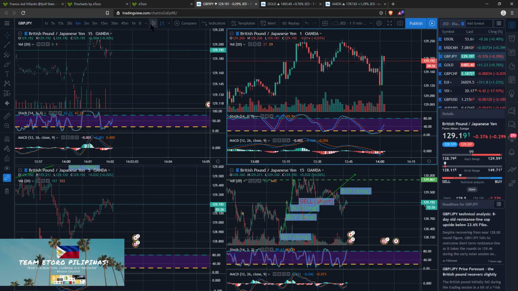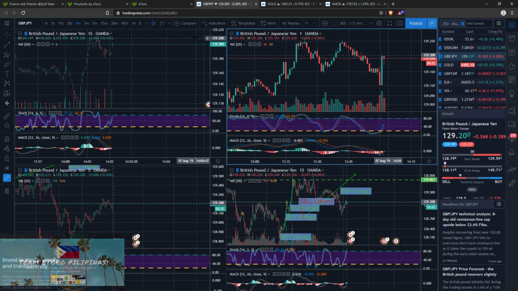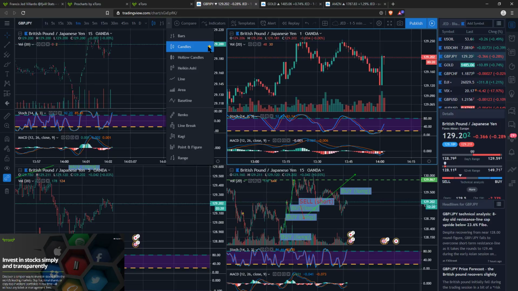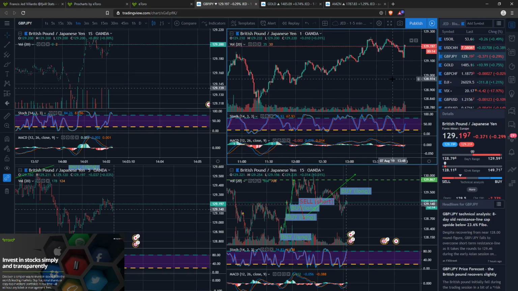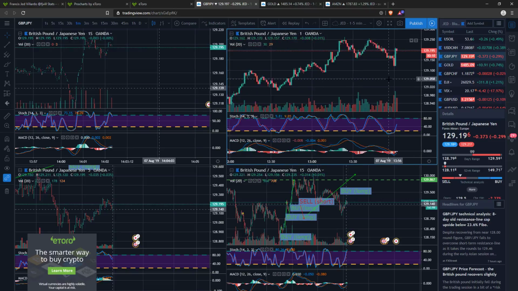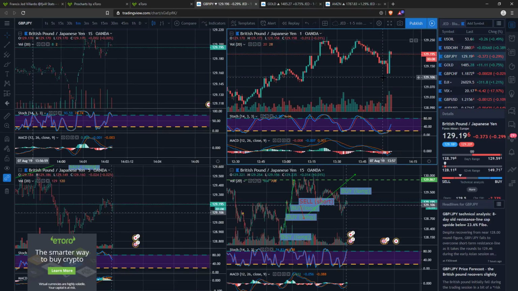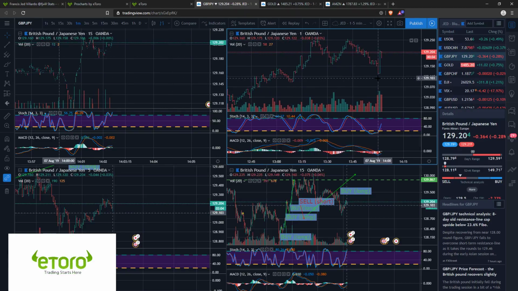If I change that to candlestick, which is my default by the way, see, that's the candlestick. If I zoom it out like that, it looks harder to read to me, and it's thicker, but it's pretty much the same thing, at least for me.